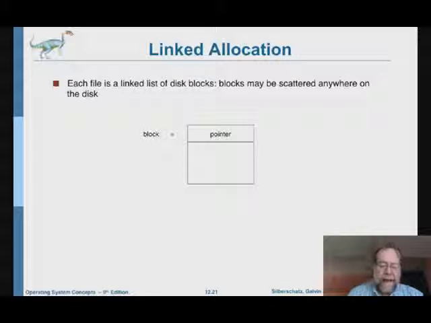So every block has to set aside some number of bytes to hold a pointer, the address of the next block in the linked list, and then the remainder of the space of that block can be used to actually store the data content of that file.